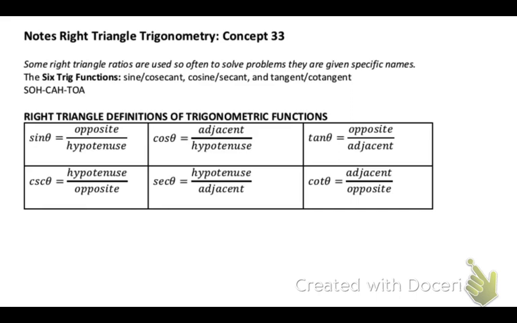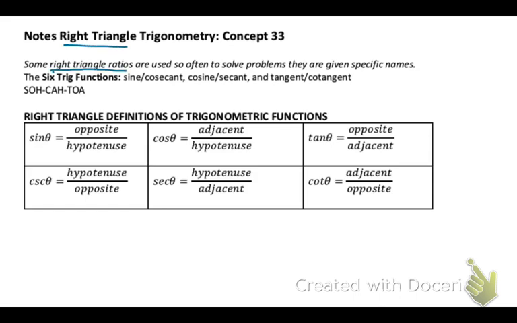So some right triangle ratios, which means the comparison of 2 side lengths by division, are used so often in problems to solve for sides and angles that we've given them specific names. And those names are sine, cosine, and tangent. Now we have 3 new trig ratios. Also, we have cosecant, secant, and cotangent.